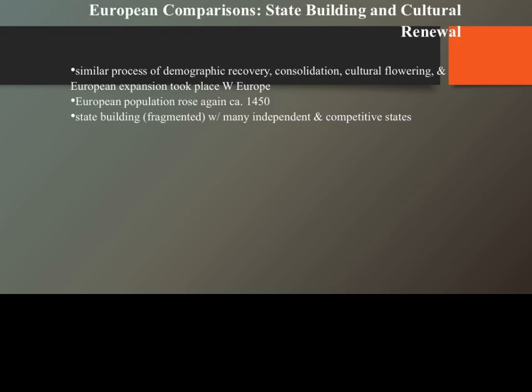It was rather fragmented because of how different Europeans were. But there were many different independent and competitive states, all competing with each other for wealth and for power.